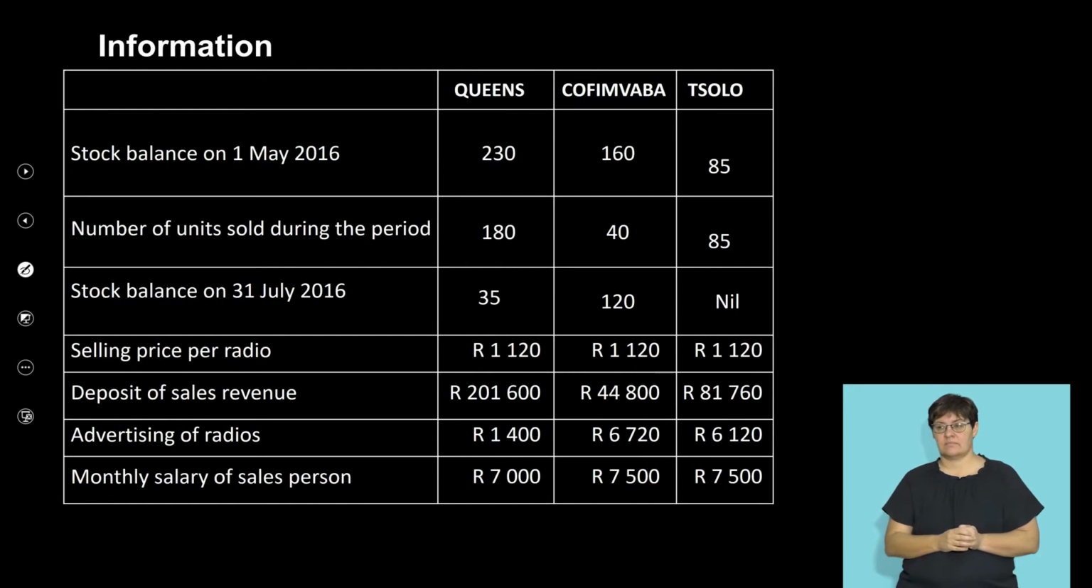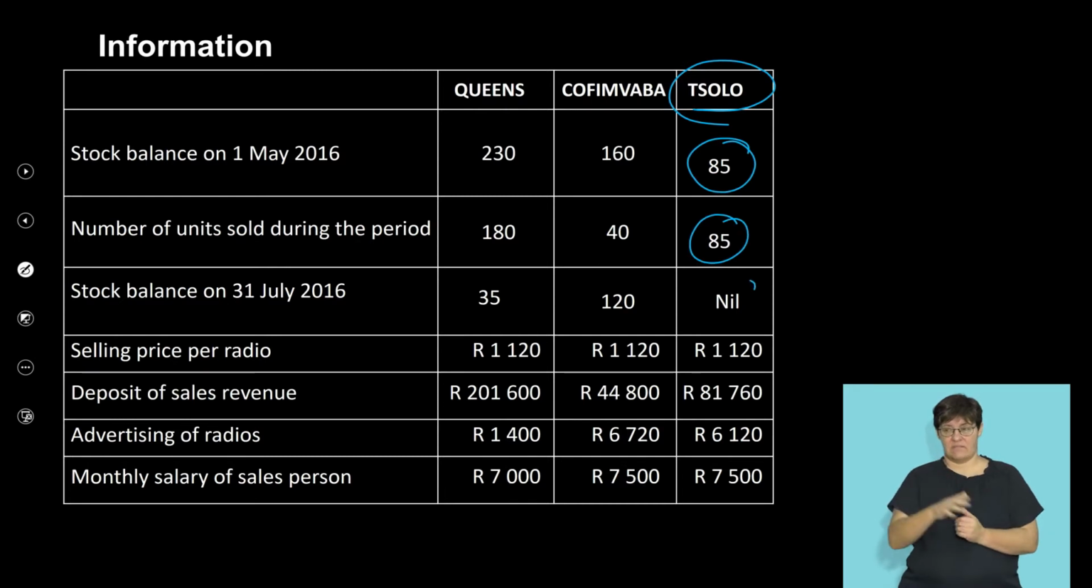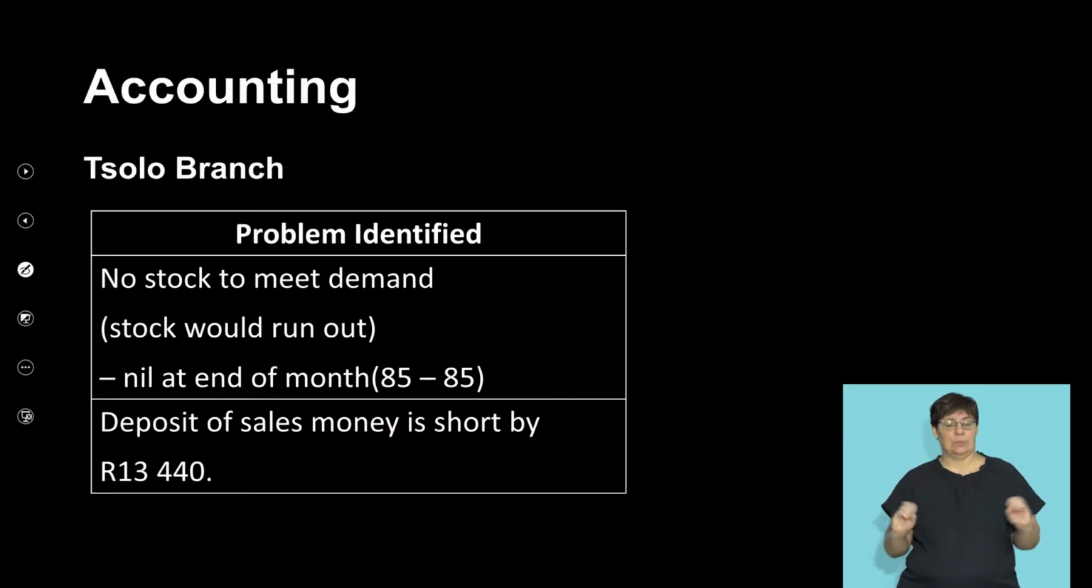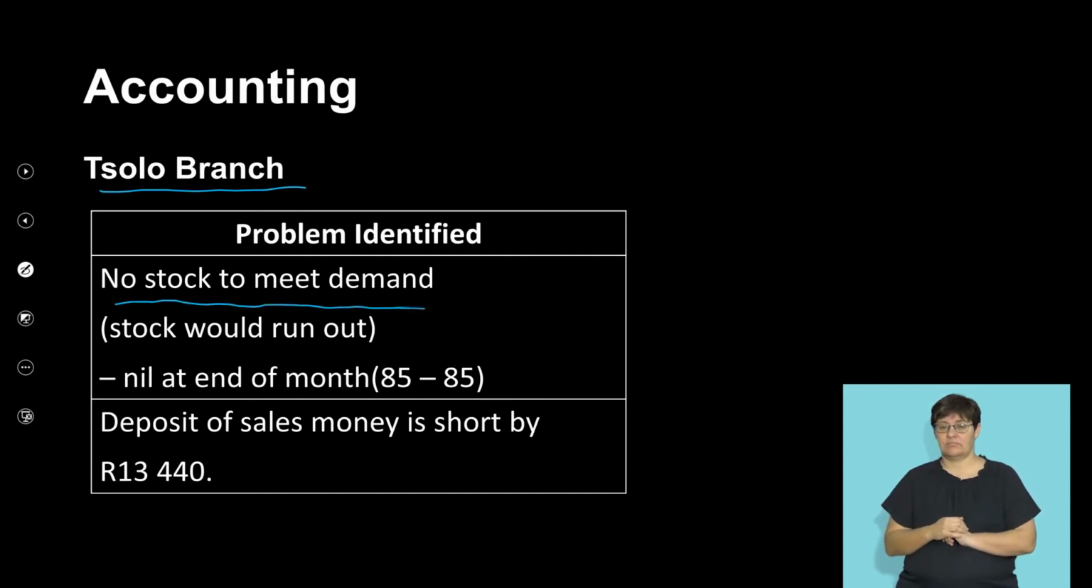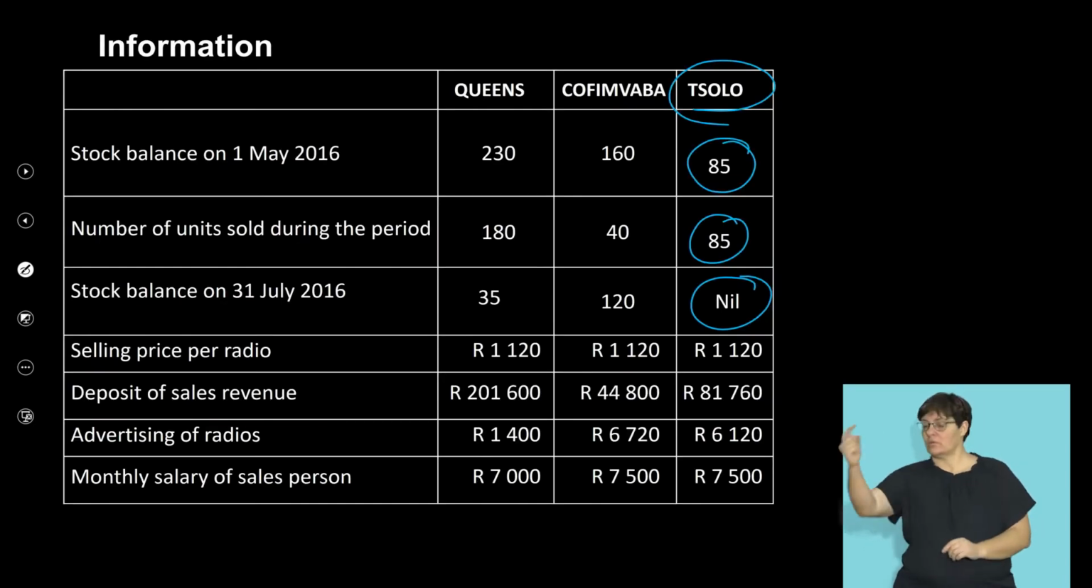Okay, I think we're moving on to the next branch now, and that's the solo branch. Clearly you can see you had stock of 85 and you sold 85. You've got no stock on hand at the end of the year. Meaning, as far as the solo branch is concerned, one of the problems that we've identified is that there's no stock to meet demand. Clearly evident from our information.